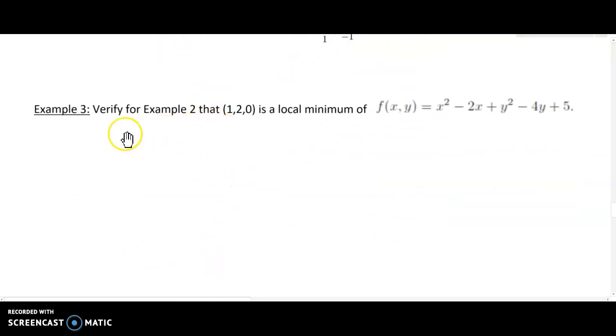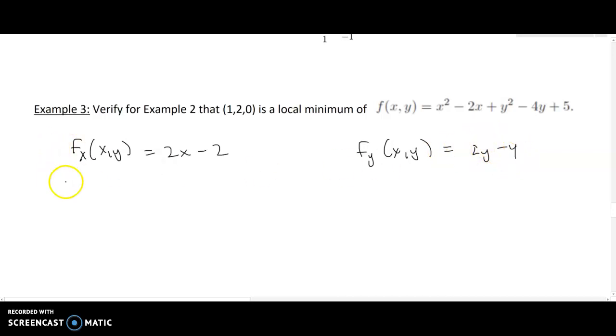So let's verify, for example 2, that 1, 2, 0 is a local minimum of this function here. So we need the second order partial derivatives. We've already established that f sub x is 2x minus 2. F sub y is 2y minus 4. And now we find the second partials. f sub xx, take the derivative of this with respect to x, which is going to be 2. F sub yy is also going to be 2. And then we need the mixed partial derivative.